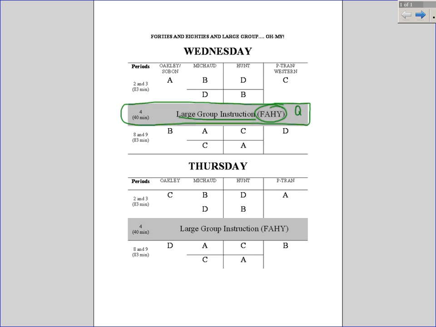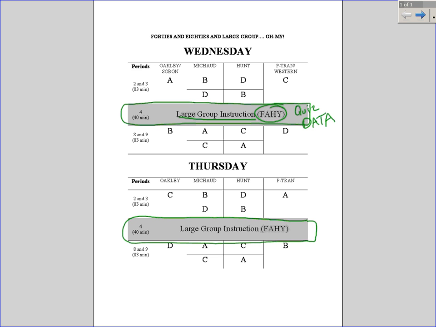a differentiation quiz. And that quiz is very basic, and it's based on density calculations, which is something that we've already learned. It's a little bit of a review for our state test. We actually use the data from that quiz to make new groups for the following day, because on Thursday, I'm going to have another large group session.